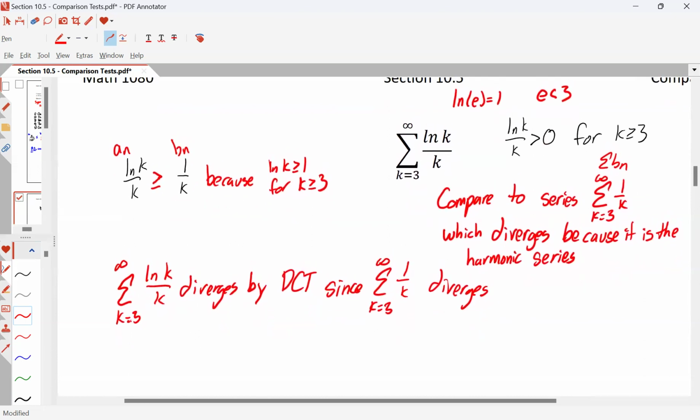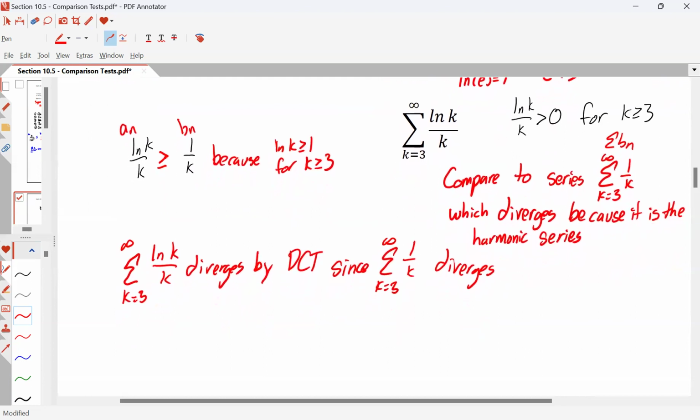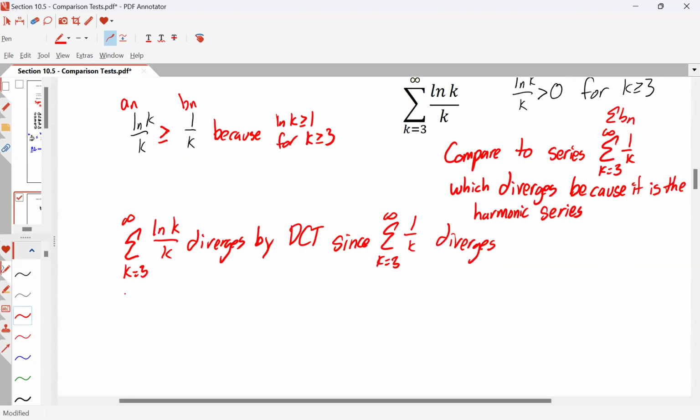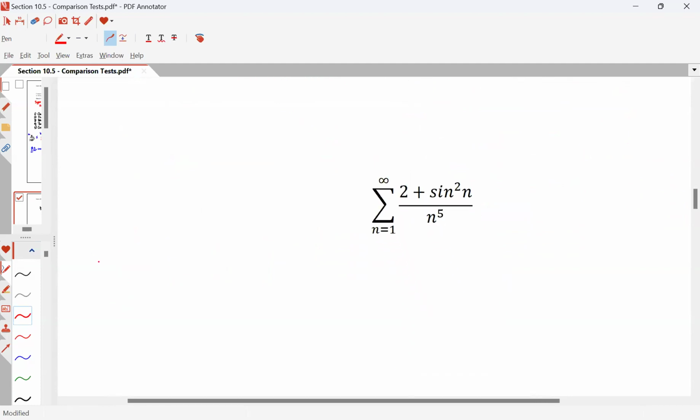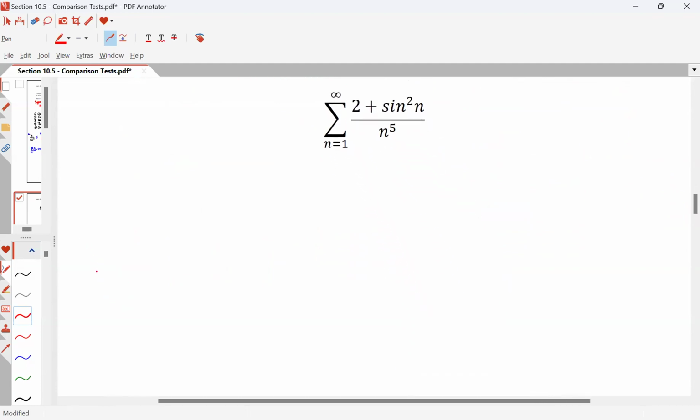Now, we want to look at one more example. And that is this example of the series n equals 1 to infinity of 2 plus sine squared n over n to the 5th. In this problem, there's a few little things we have to watch out for because there's actually multiple series we can compare to, but we need to pick the exact right one.